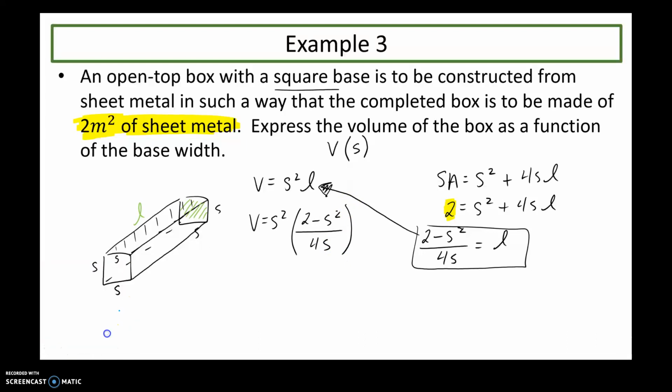One simple simplification: now I am going to distribute that S. My volume in terms of S is 2S minus S cubed all divided by 4. So this would be my final answer. Okay, we'll finish the video here. Please make sure you complete the previous example and find the distance.